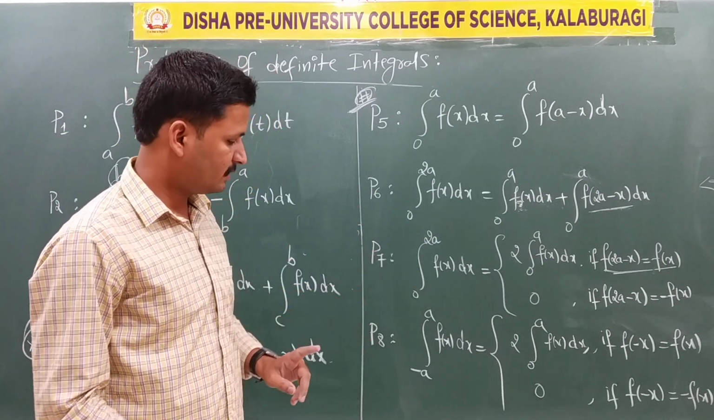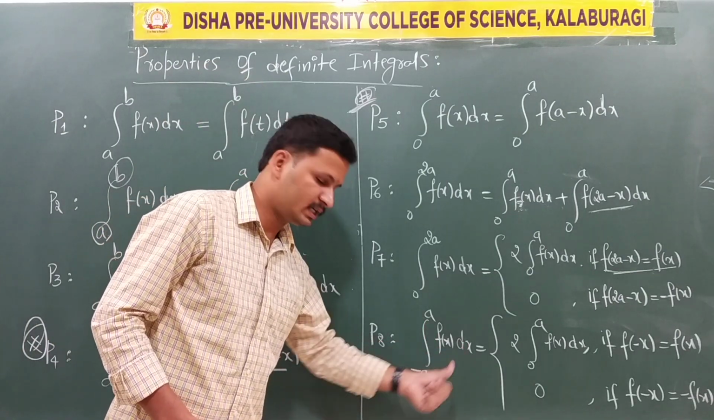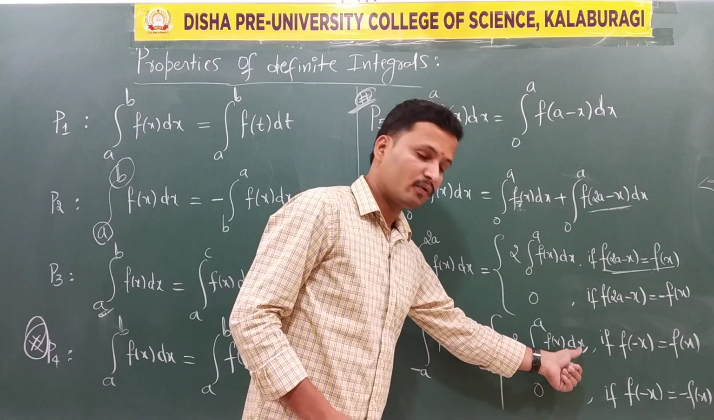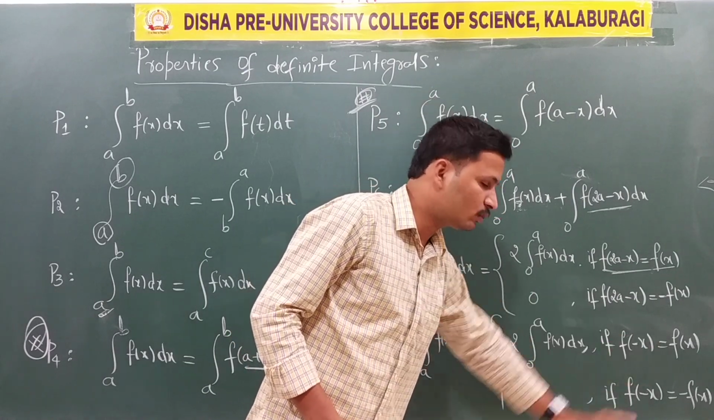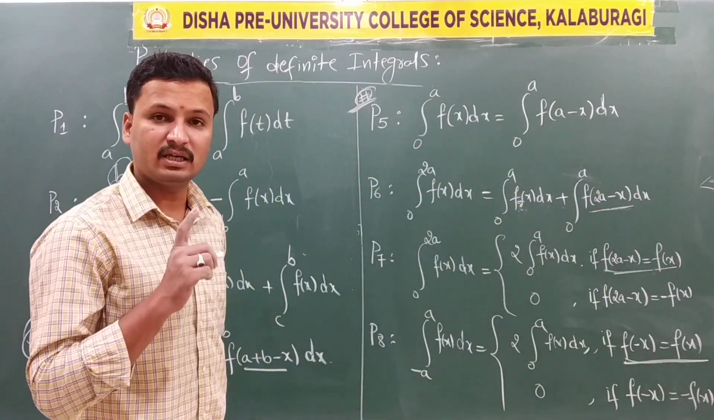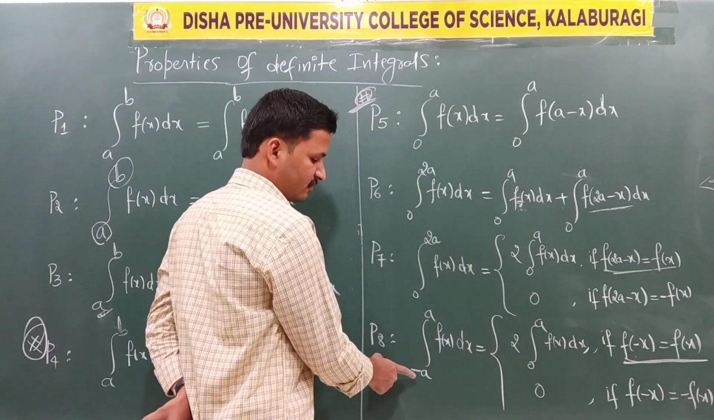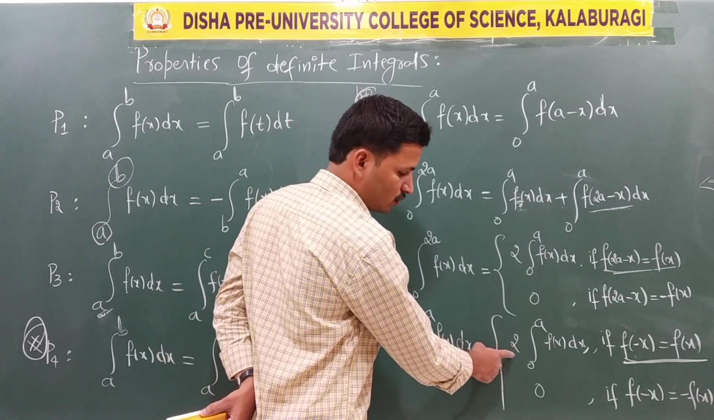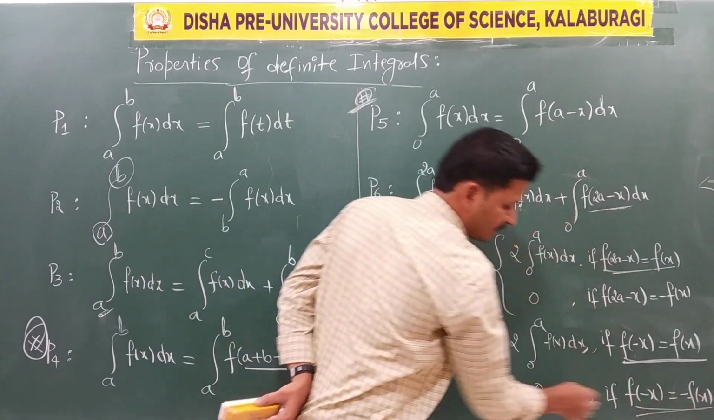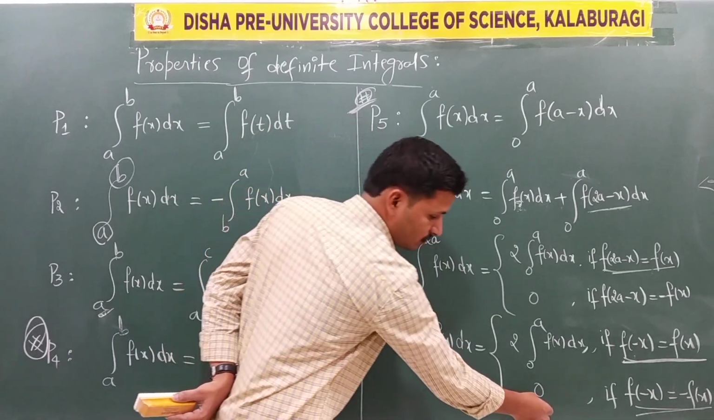Then next, property number 8 is integration from minus a to a f of x into dx, which is equals to 2 times of 0 to a f of x into dx when f of minus x is equal to f of x. F of minus x is equal to f of x means when function is even, then integration from minus a to a f of x dx can be written as 2 times of 0 to a f of x into dx. If function is odd, then the value of the integral is 0. So that is minus a to a f of x into dx is equals to 0.